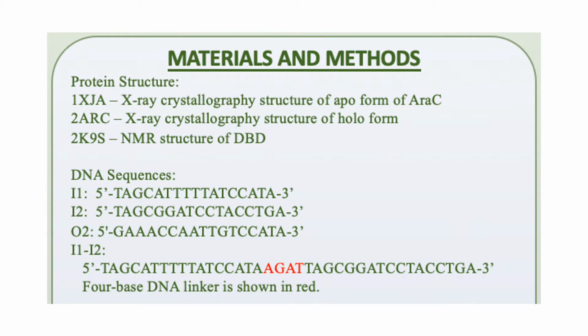For our research, we used known X-ray crystallography structures of the unbound apo form of AraC and the arabinose-bound holo form of AraC. We also used a known NMR structure of the dimerization binding domain. In addition to these proteins, we also generated straight DNA of the I1, I2, and O2 half sites. To begin with, we attempted to dock these straight models to the DBD.